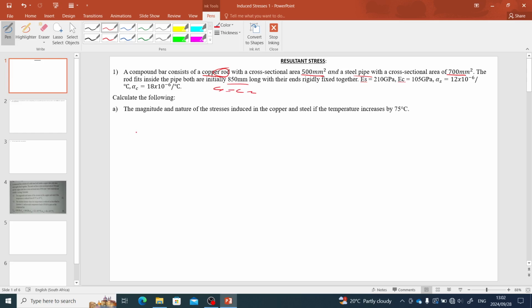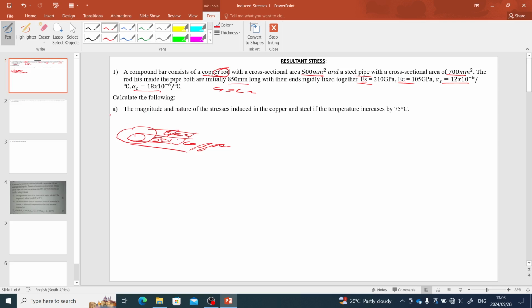Now, you are dealing with compound bars, and in this case, the solid one fits inside the pipe. The solid is your copper, then the pipe is your steel. Okay, now this is your parallel connection. You can tell. We are as well given the Young modulus for steel, the Young modulus for copper, and the coefficients of expansion. We are given them for both materials.